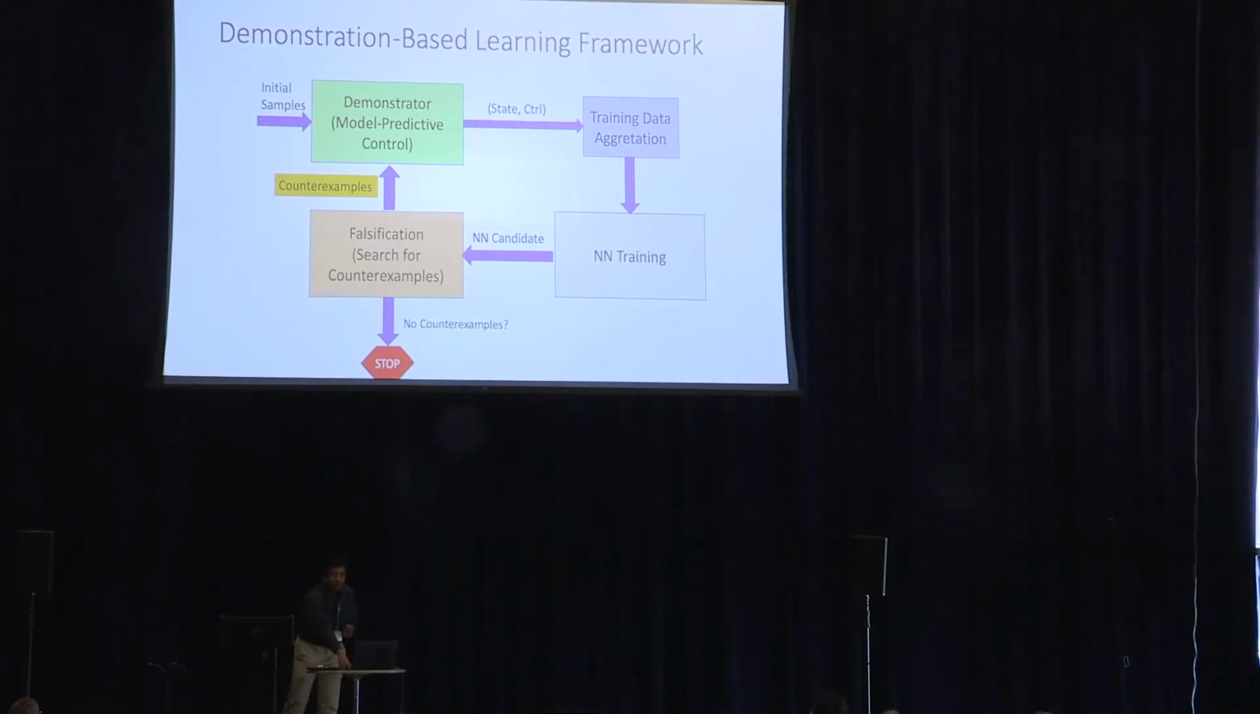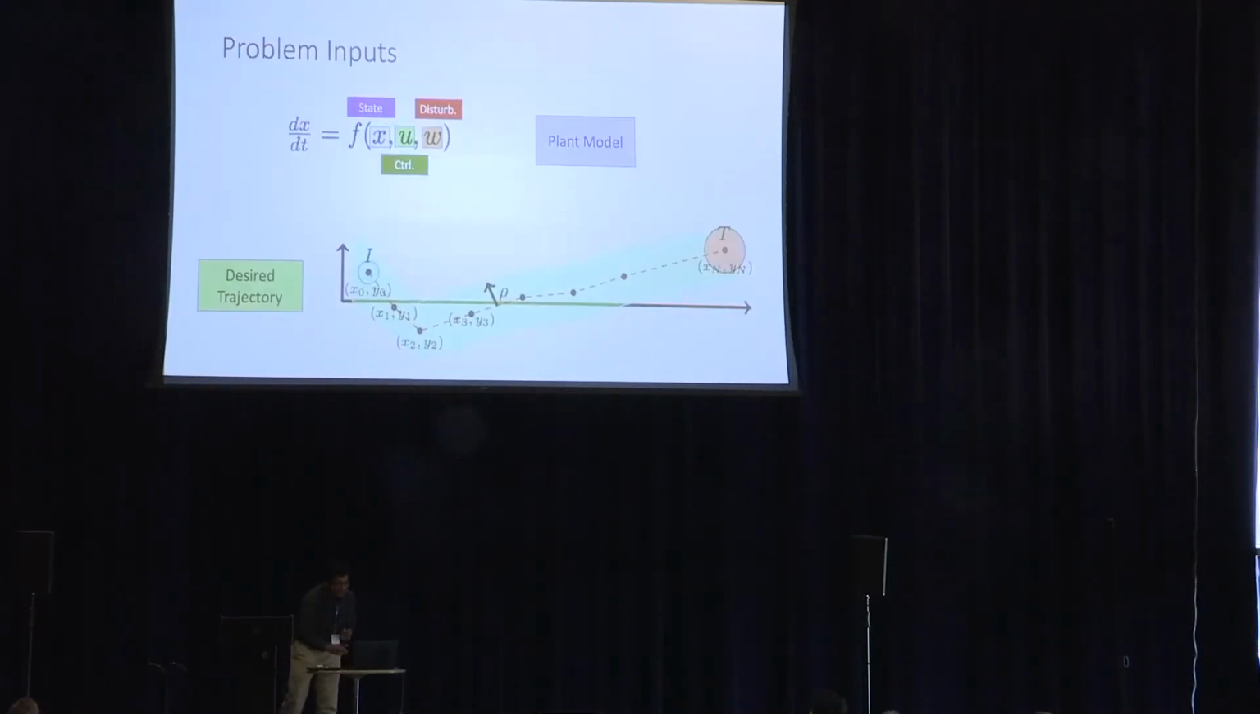So let me go into a little bit more detail on this setup. To reiterate, my problem inputs are the dynamics of the system. I provide the specification in terms of the desired trajectory. Typically, we would provide some waypoints that we want to hit at various times. And we'll assume that a straight line joining these waypoints is the trajectory we want. And we provide a radius rho. So the tube is defined as all points that are within rho distance of this piecewise linear trajectory.